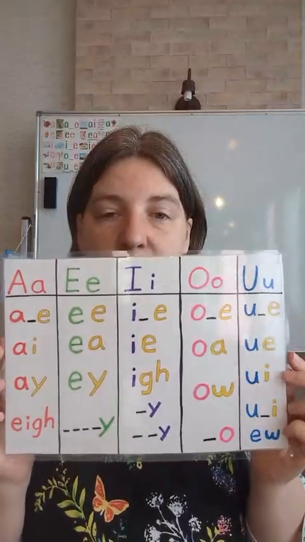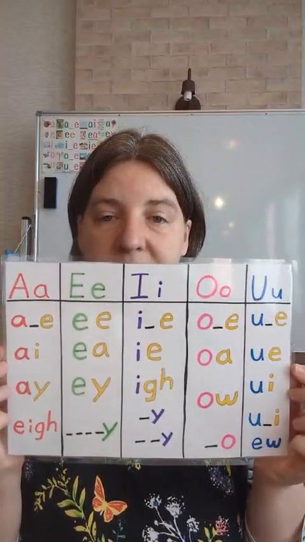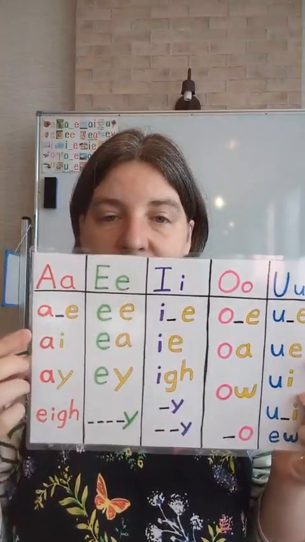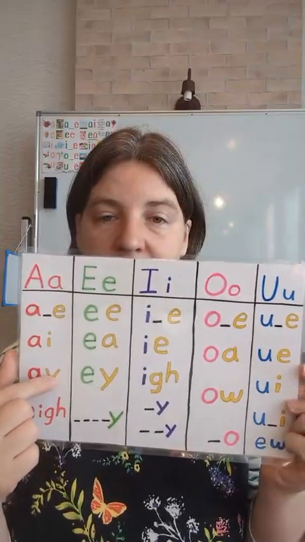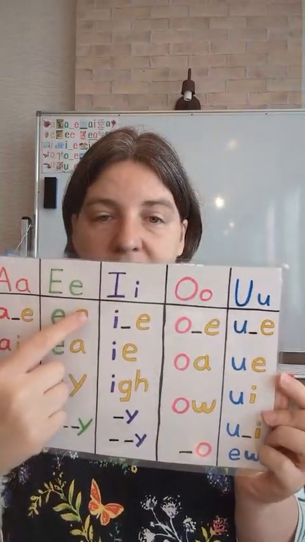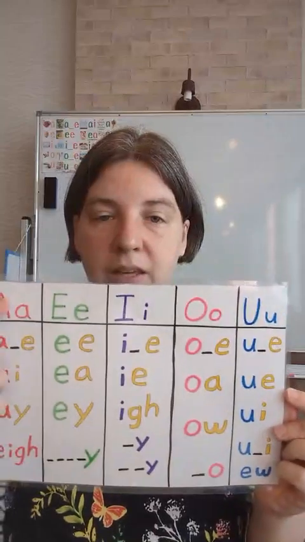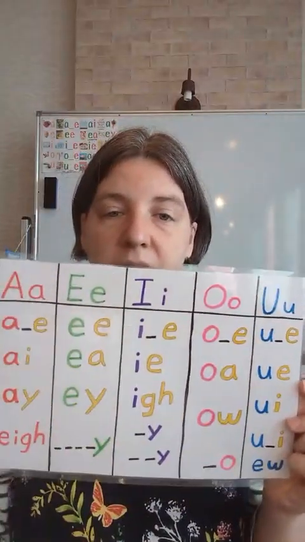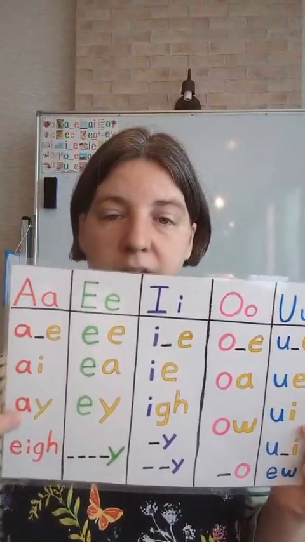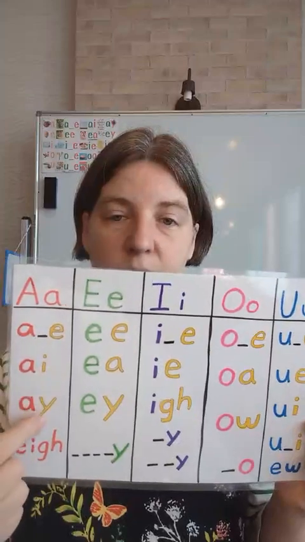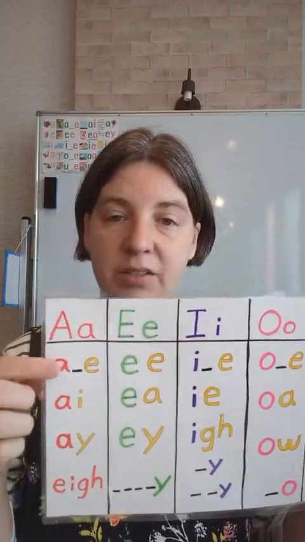Okay, so how do we know if the letter says the name of the vowel? Okay, so usually if it has these letters together, these are the silent letters. If they are together with A, E, I, O, U, then you know that that is going to say the name of the letter, and these are going to be silent. You don't say them. Okay?